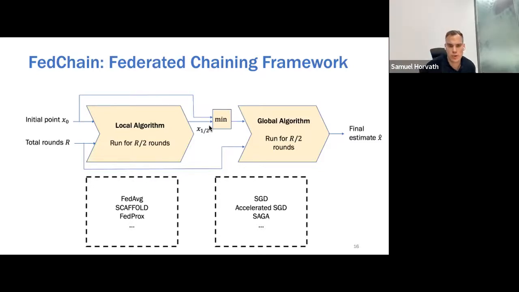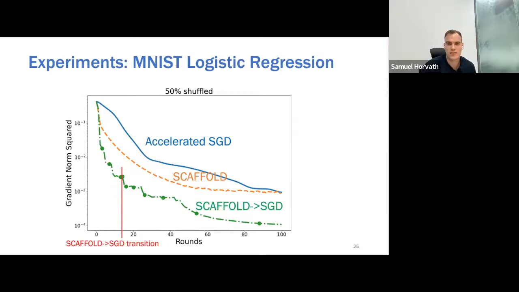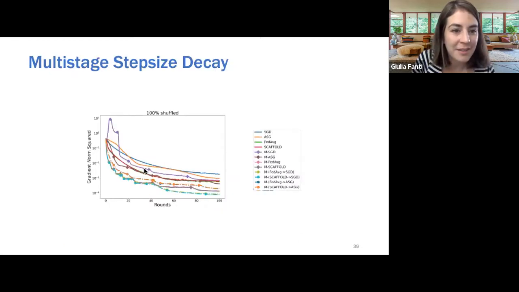So just one more question. Can you go back to the previous graph that you just showed, the scaffold? Yes. Here, could you please give more details why scaffold is not the same as your FedChain until the transition? Good question. This is because in the FedChain baseline, we were doing step-size decay, and in the scaffold curve, we are not. So I can actually show you a plot where we're doing step-size decay on both. It's a little hairier.